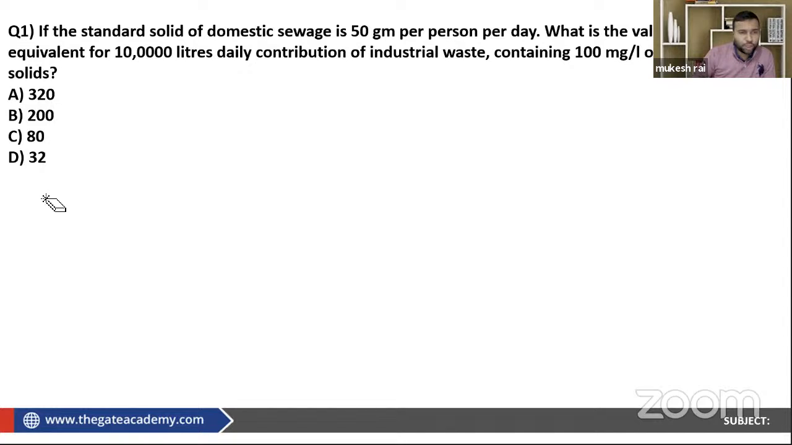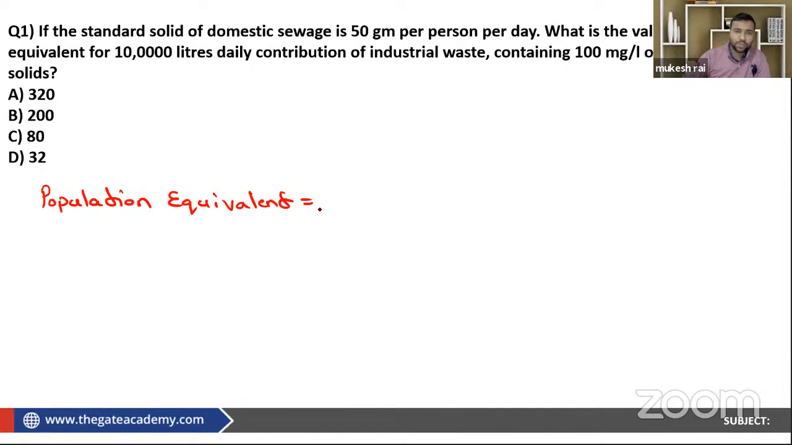What is the definition of population equivalent? Tell me fast. What is the definition of population equivalent? Fast.